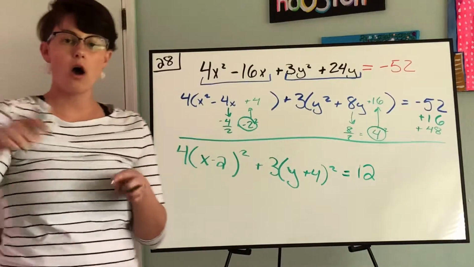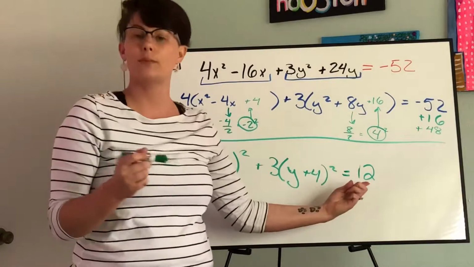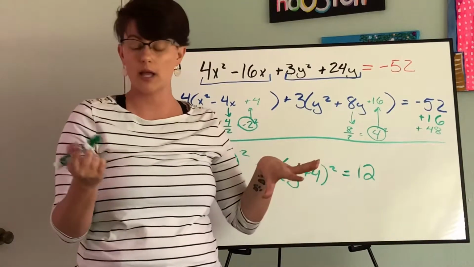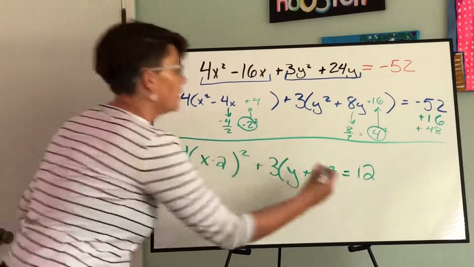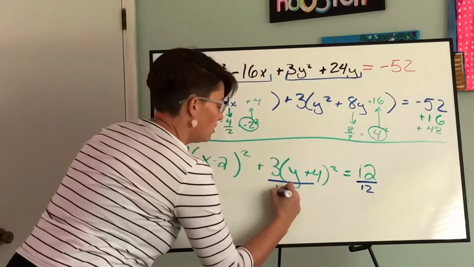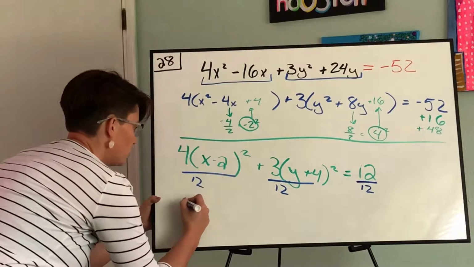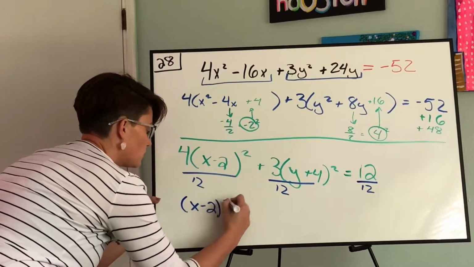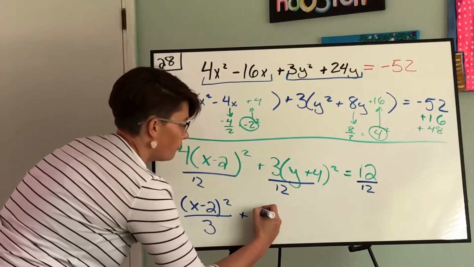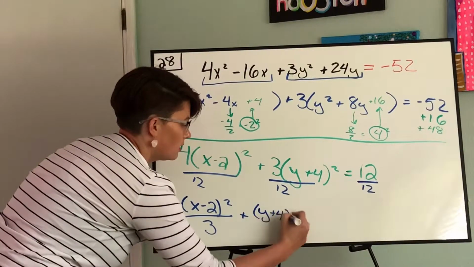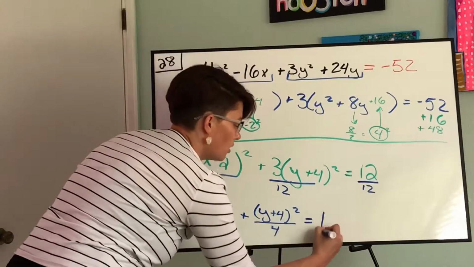Okay, but we know on conic equations, the ones that have an x squared and a y squared, they always end up equaling 1 because it's either going to be an ellipse or a hyperbola. They always equal 1. So how are we going to make this equal 1? Well, we're going to divide it by itself. So if we divide everything by 12, and then reduce some fractions, 4 over 12 comes to 1 over 3. So it's going to be x minus 2 squared over 3, plus 3 over 12 reduces to 1 over 4, so it's going to be y plus 4 squared over 4. And then 12 over 12 reduces to 1.